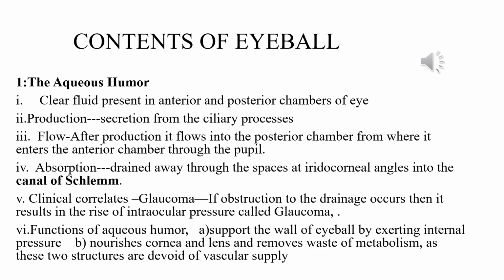Now what is aqueous humor? Aqueous humor, as I've told you previously, is a clear fluid which is present in the anterior and posterior chambers of the eye. How is it produced? It is secreted by the epithelial cells of the ciliary processes. Ciliary processes, as you know, are a part of the ciliary body, which is in turn a part of the vascular coat of the eyeball.